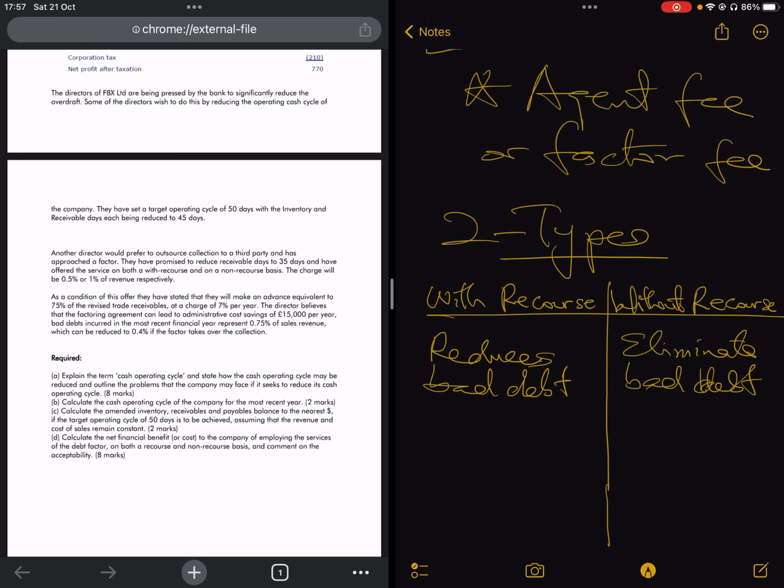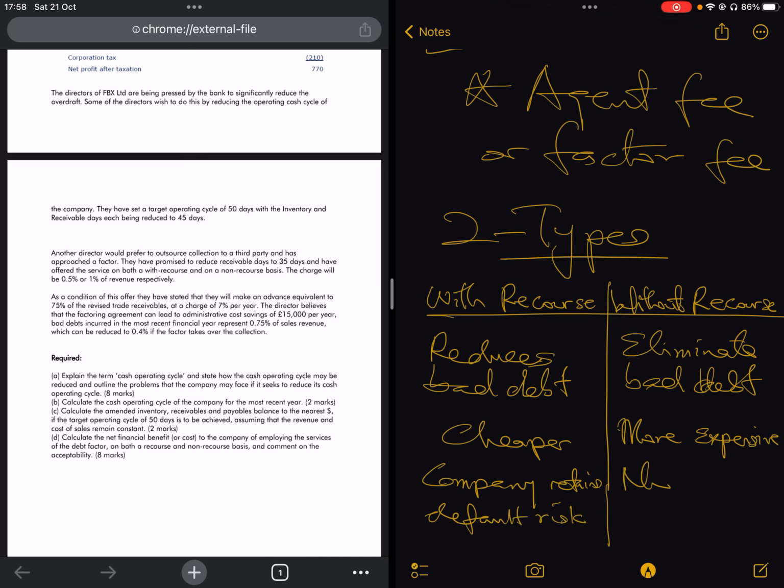So if you see it, you realize that without recourse is really a better service, and that is why it's usually more expensive. So it's good to know the difference between these two, and this is cheaper. Another way to say it is that the company retains default risk, but for without recourse, there is no default risk because every risk of collection has been transferred to the agent.